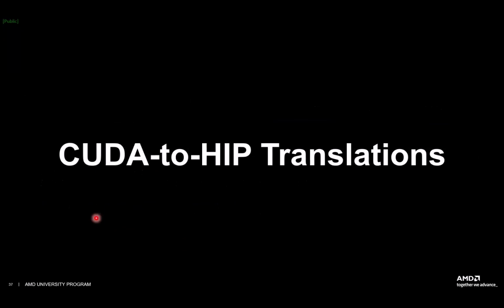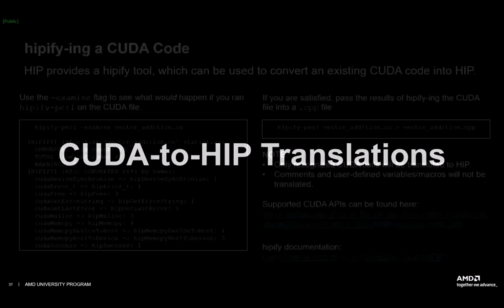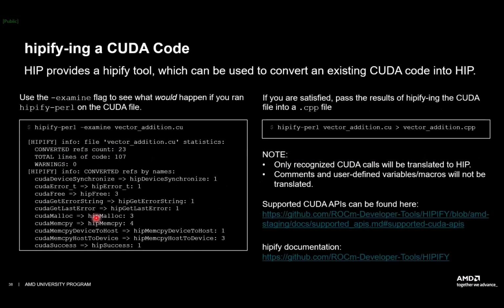So we'll look at some CUDA to HIP translations here. These are ways that you can transfer your CUDA code to HIP. Here we have this HIPify tool, and you can use it to translate your code. If I put in this -examine flag, it'll show what would happen if we ran this HIPify Perl script on a vector addition code that is written in CUDA. It shows you how many references it converted from CUDA to HIP in 107 lines of code. So it did things like 3 instances of converting CUDA free to HIP free and so forth.